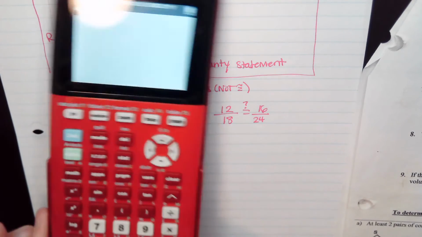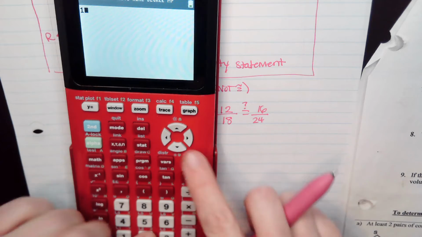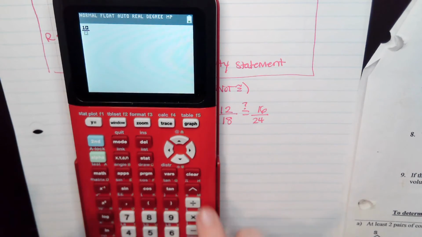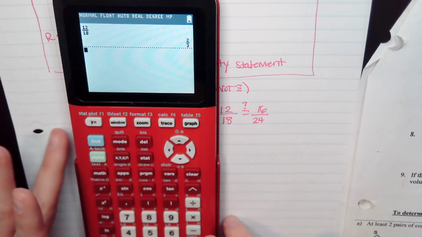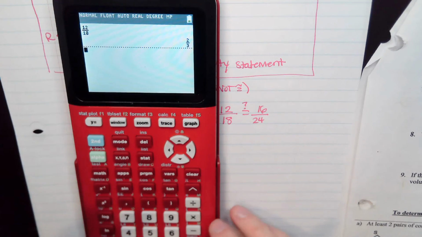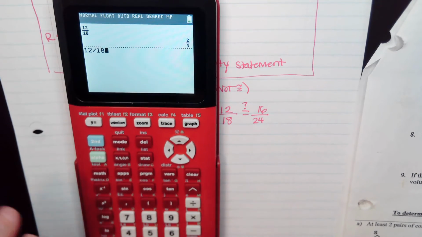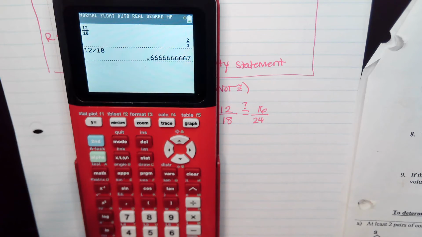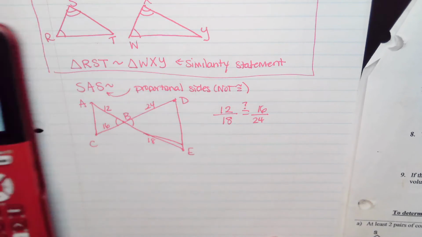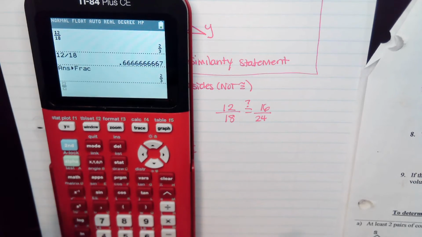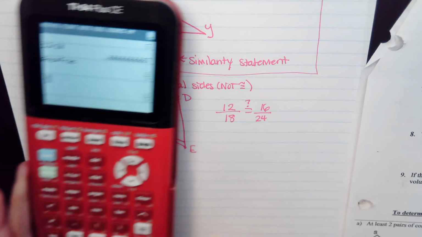So you could do 12 over 18. One way that makes it a little easier is to use the alpha y equals button and then do 12 over 18, because then it gives you back the fraction. You don't have to change it to a decimal, as opposed to doing 12 divided by 18. And then you'd have to hit math and then enter for fraction to get the 2/3. So you could do that, and then you could also check 16 over 24. And that also gives me 2/3.